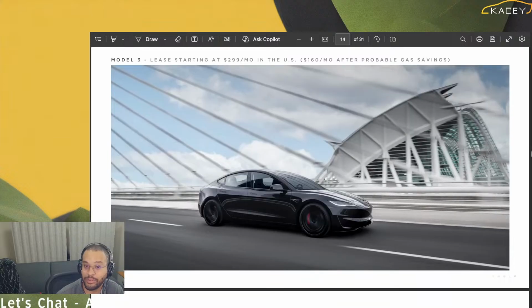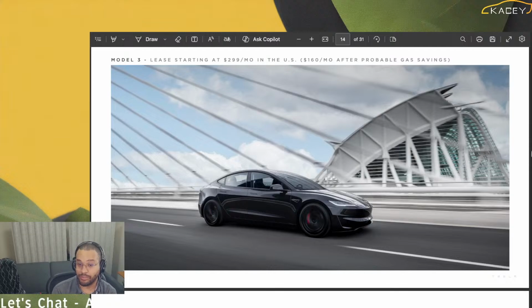At least starting at $299 a month in the U.S., $160 after probable gas savings. They have really gotten back on that probable gas savings garbage to the point where they're showing a $25,000 Model 3, but instead of just including the tax credit, they're also including the gas savings, which let a user pick that rather than just showing it. We've argued with them over this before, and they've done the right thing, and then now they've regressed. Except in Europe, where I think they're legally compelled not to do that.